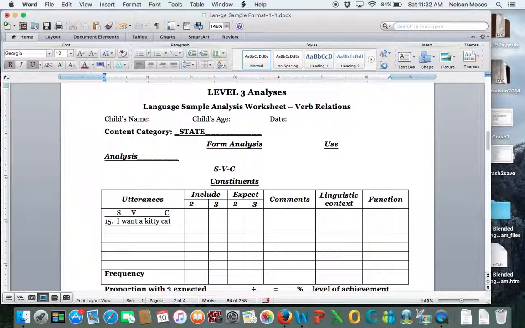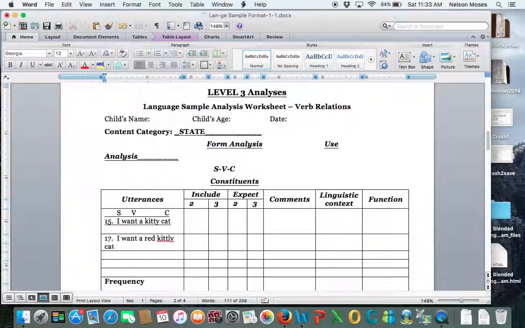See that? Now kitty cat to me is almost a single word. But what if the child made, in sentence number 17, maybe mommy said, well, what kind of cat? What cat do you want? And the kid says, I want a red kitty cat. Say the child says that. How do we handle that?